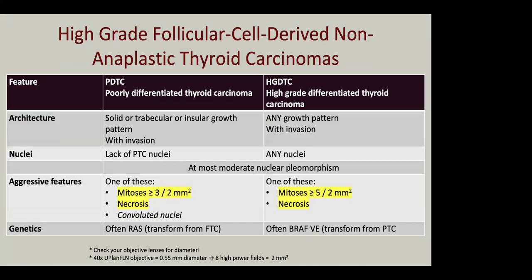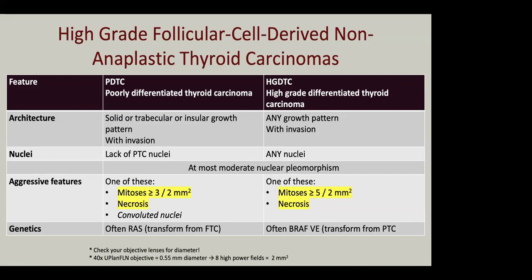Okay, moving up in the world. So we talked about your follicular and your papillary and your oncocytic carcinomas, your NIFTP, which is not a carcinoma. So now we'll move into the high-grade follicular cell-derived, but not anaplastic carcinomas, meaning your poorly diff and your high-grade diff. These can transform from a PTC or an FTC or an OTC, but what they have is either increased mitoses or necrosis. So if you take anything away from this slide, take away the yellow.